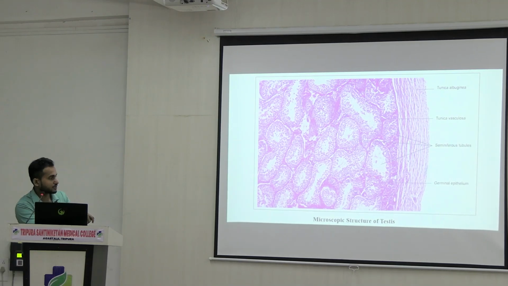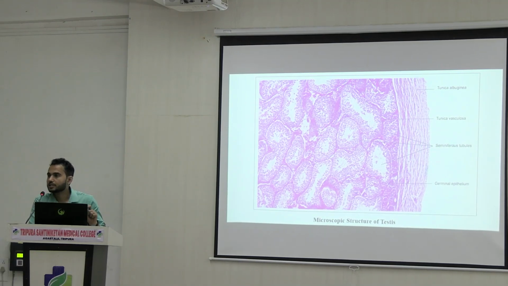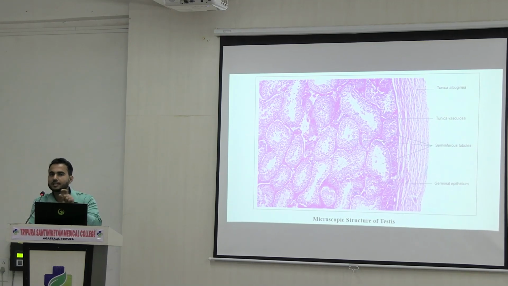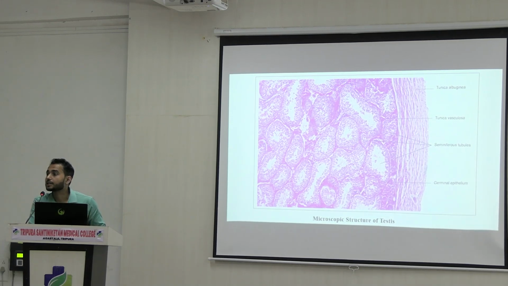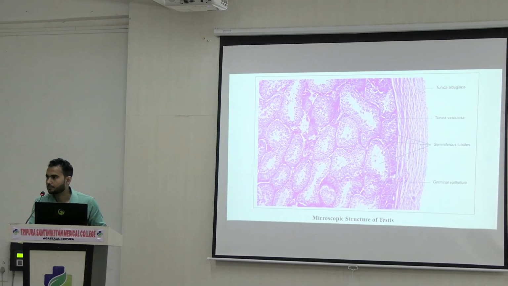In order to see those cells, you need high magnification. In low magnification, you can see cells are there, but you can't differentiate them. Together, these particular cells are called the germinal epithelium.